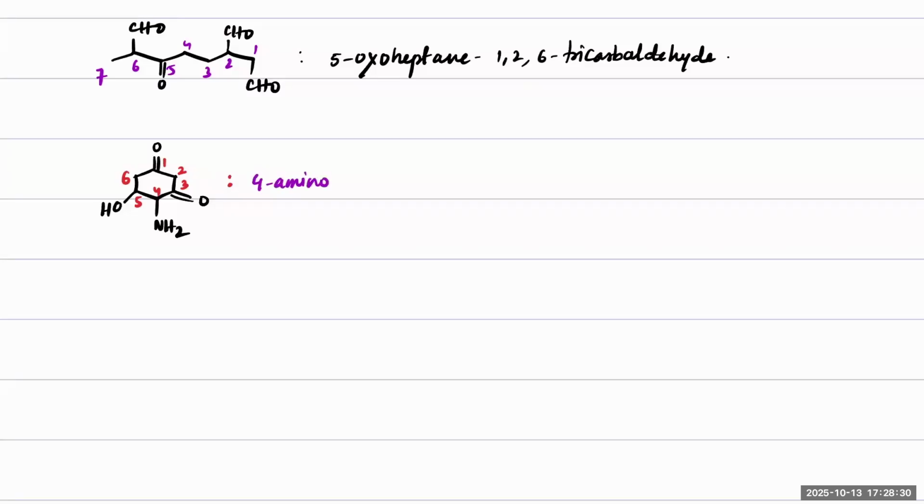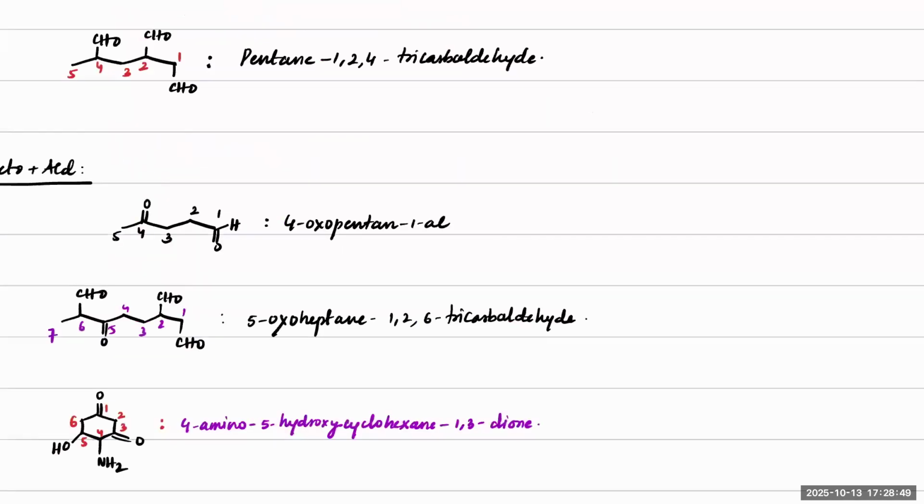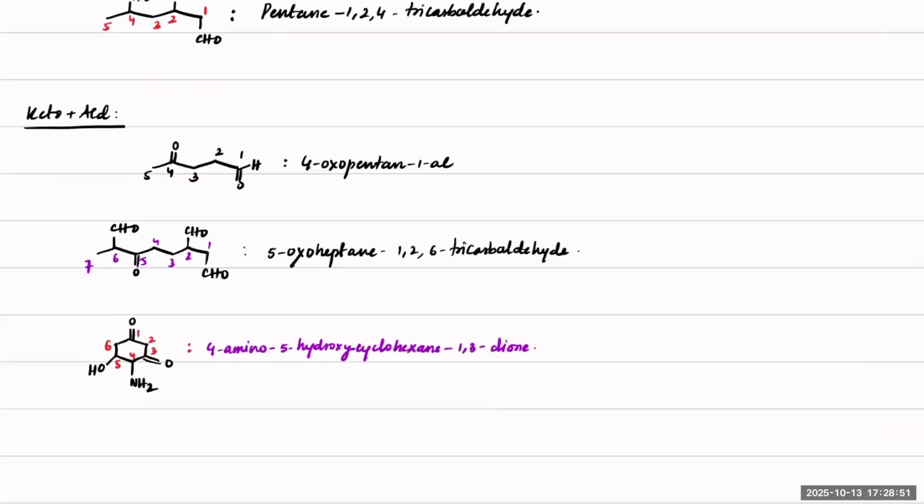5th position, I have hydroxy. And this is cyclohexane-1,3-dione. We'll write it as dione. Now this time we'll write it as dione. Clear, beta? Any doubt in these cases?